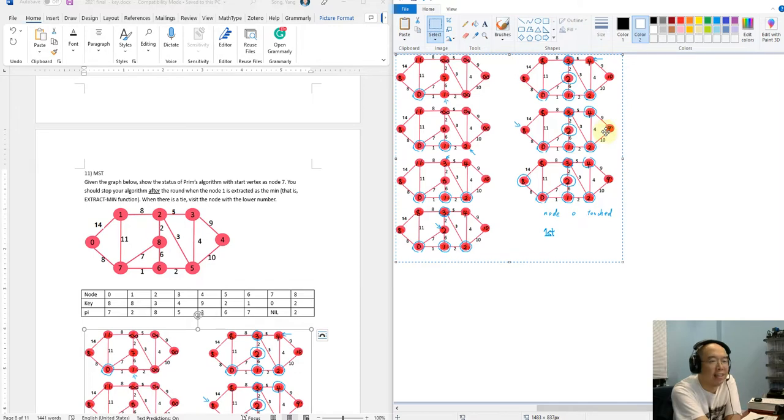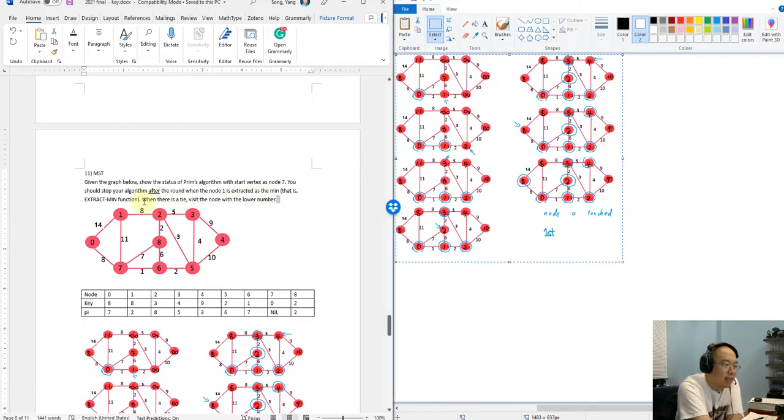8, 8, and 9, right? So we have a tie. Okay, so in this case, which one are we going to extract first? Remember the rule here: when there is a tie, visit the nodes with the lower number. So we have node 0 and node 1, so we are going to extract this 8 first.